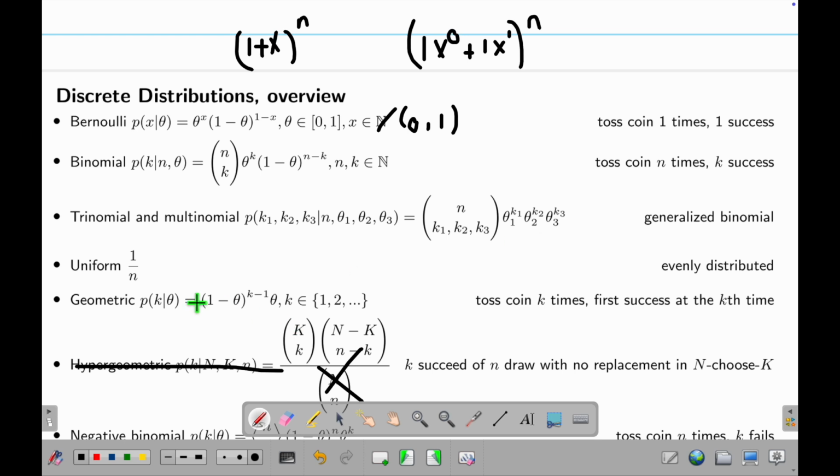Okay? What about uniform? Uniform, very simple. You have n people. The chance of selecting one particular person, all of them are equal. So you just do 1 over n. So that means evenly distributed.